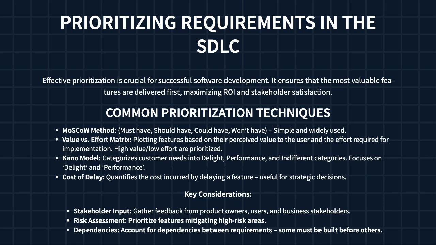Then there's the Kano model, which looks at different types of customer needs, things that delight users, things that just need to work well, and things that don't really matter. And finally, we can consider cost of delay, figuring out what happens if we postpone a particular feature. Remember to always gather input from stakeholders, assess risks, and consider any dependencies between requirements. It's all about making smart choices.